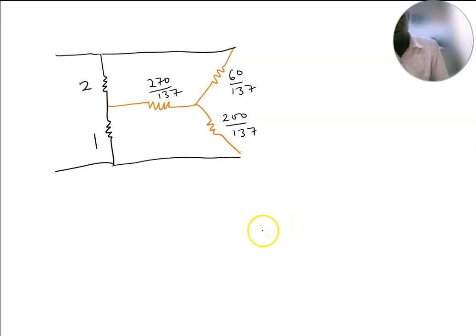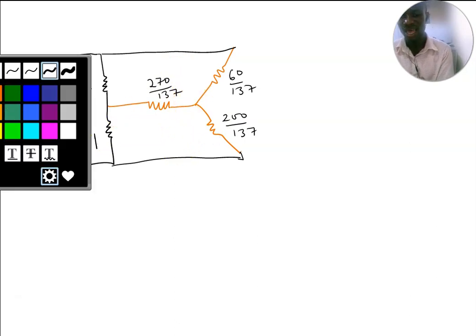So now we've seen that we've gotten a different network, and still we have some delta connection. 270 on 137 and 60 on 137 form a delta connection. The same way 270 on 137 and 200 on 137 form a delta connection. So you can choose any of the two, right, to convert to what? A Y. So let's convert up there.